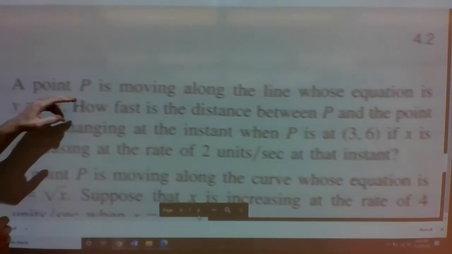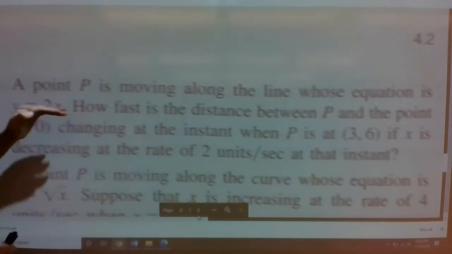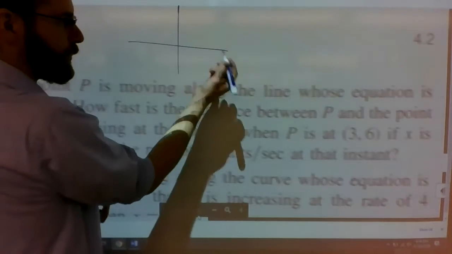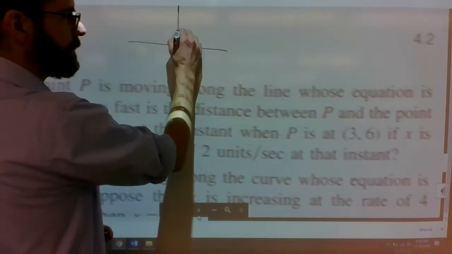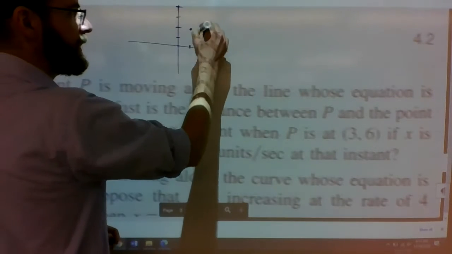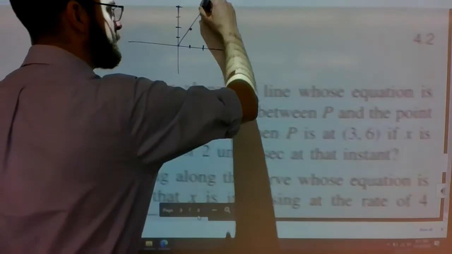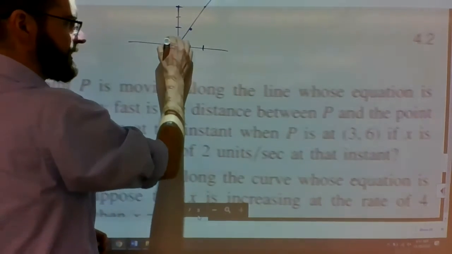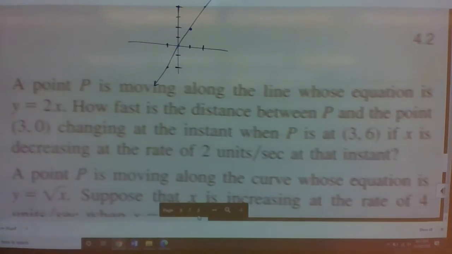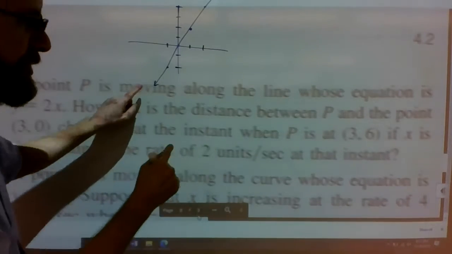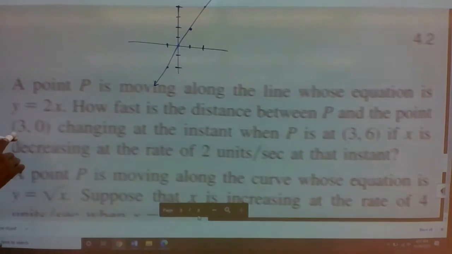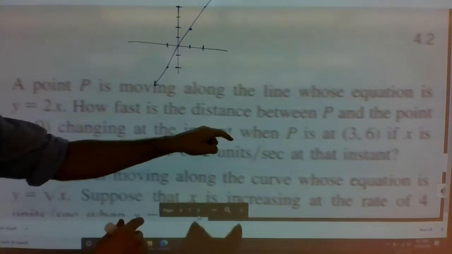All right, so it says a point P is moving along the line whose equation is y equals 2x. So here's what y equals 2x looks like. It starts at 0, 0. It's got a slope of up 2, right 1, up 2, right 1, and it pretty much looks like this going in the upward direction, and it looks like this going in the downward direction. Okay? How fast is the distance between this point that's moving along the curve and the point 3, 0 changing at the instant when P is at 3, 6?